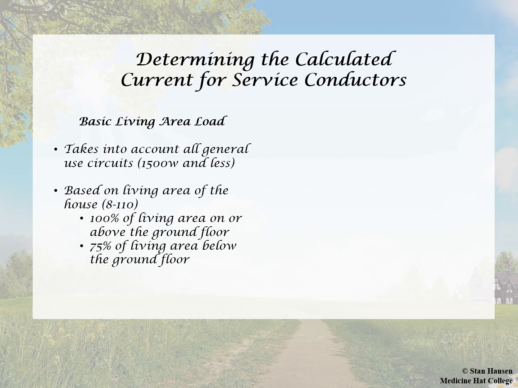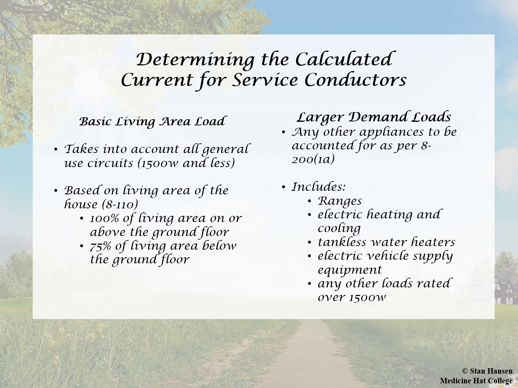Any circuit that is in your general use areas, such as your lights or receptacles, would all be included in this basic amount. Any appliance that's less than 1500 watts is considered to be a basic living load. In order to get our basic living load, we have to do a calculation on our square footage by using 8110, in which we use 100% of the living area on or above the ground floor, and then 75% of the basement.